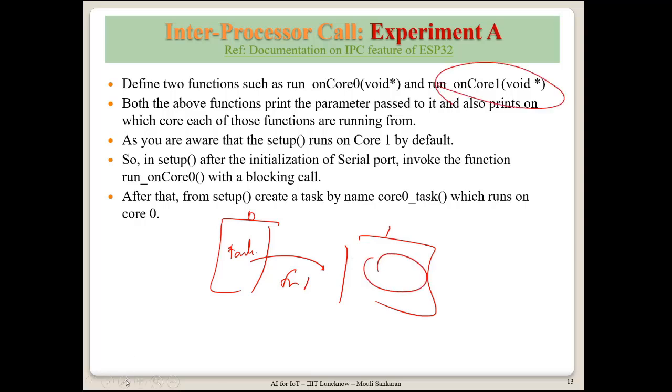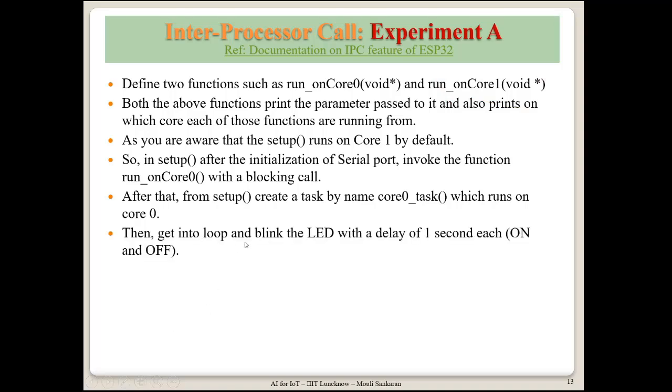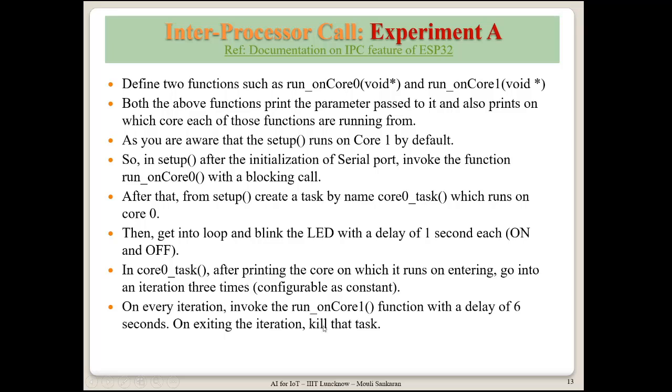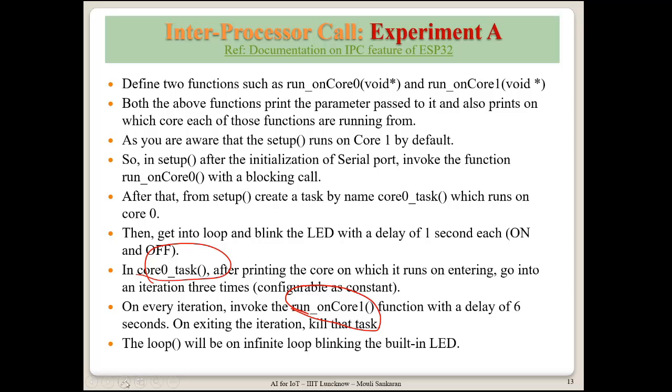I want you to do this. Then get into a loop, blinking the LED for 1 second. The main loop is only blinking. Core 0 task will take control now. It will run in a while loop or for loop, or you can make it configurable like I did. Multiple times, for the iteration count, it will run this core 1 function so that it is run on core 1. You know that this task is running on core 0 and it is trying to call the function which is running on core 1. Three times it will call, and then it will get deleted. That's all. So I want you to implement this.